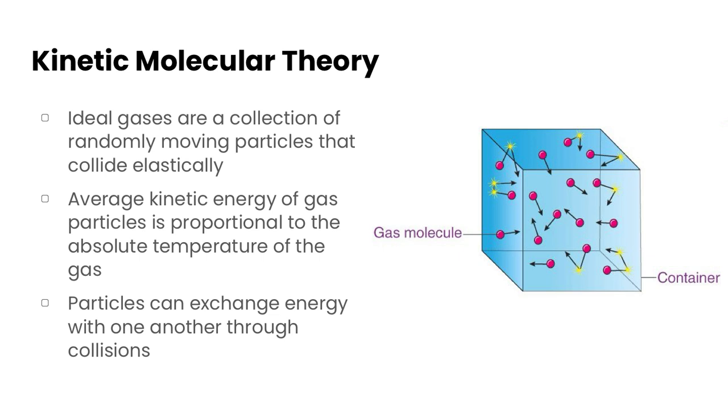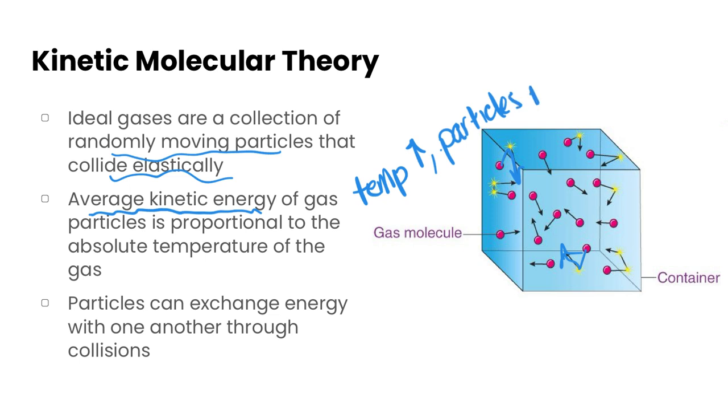Kinetic molecular theory says that ideal gases are a collection of randomly moving particles that collide elastically. So we've got these randomly moving gas particles in our sample here. The average kinetic energy of gas particles is proportional to the absolute temperature of the gas. And as temperature goes up, the kinetic energy is going to go up, so the particles will move faster.